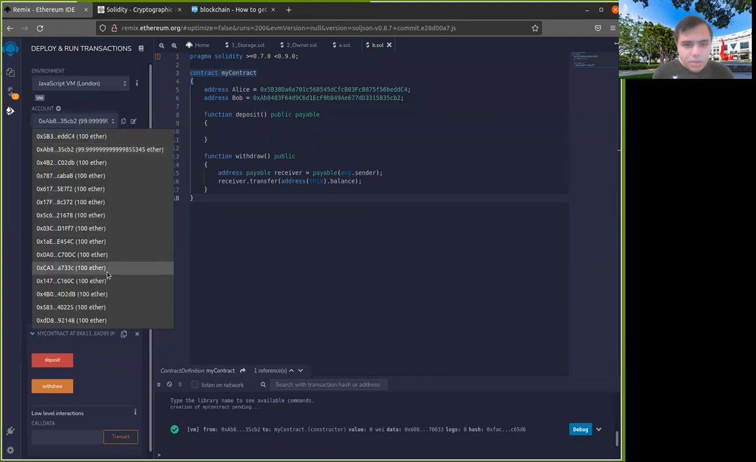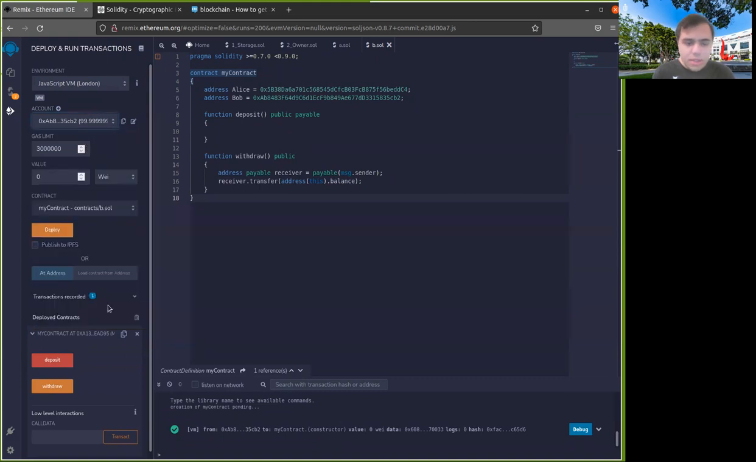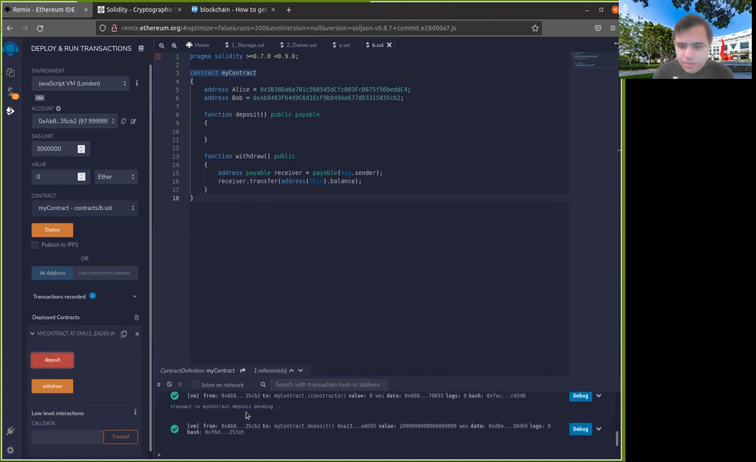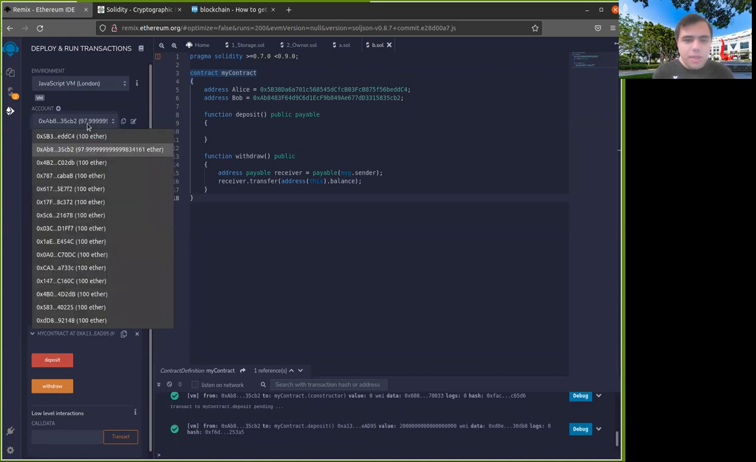And I can use one of the accounts. For example, I can use, let's say this one, to deposit some value. And let's say I want to deposit 2 Ether. So I just set the value to 2 Ether and I call deposit. And as you see, this was successful and my balance decreased by almost 2 Ether. So 2 Ether was sent here and I also had to pay for the gas.